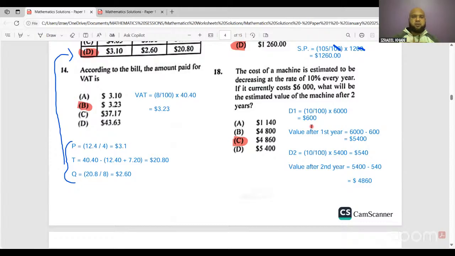So it drops by 600. So your value after the first year will be 6,000 subtract your 600 to give you 5,400. That's the value of the machine after 1 year.